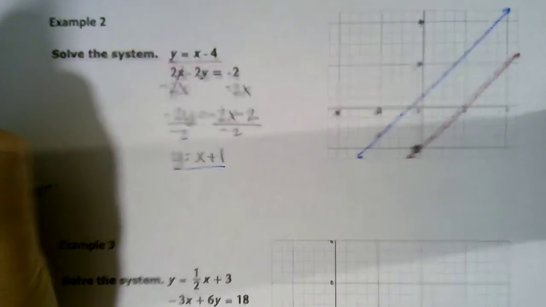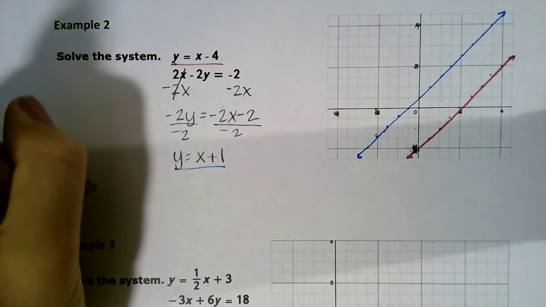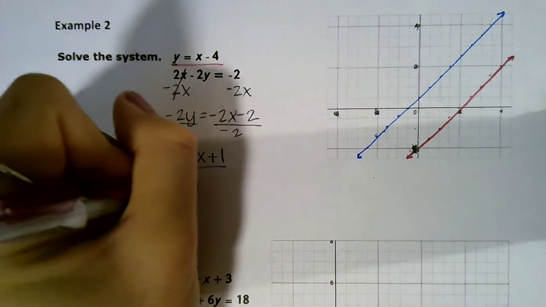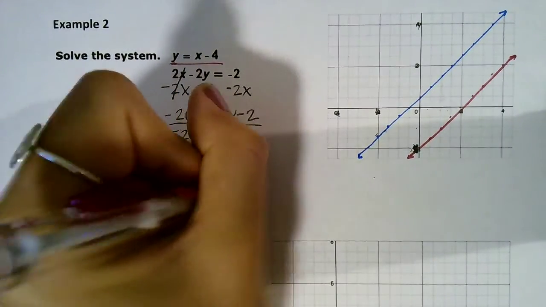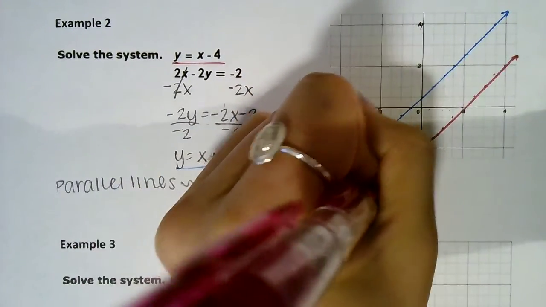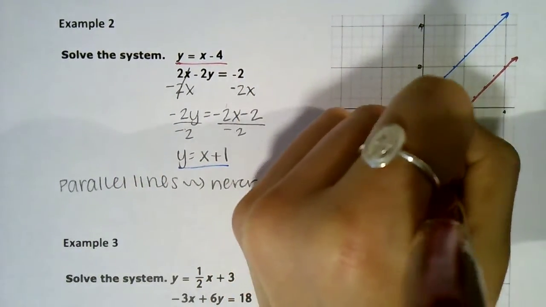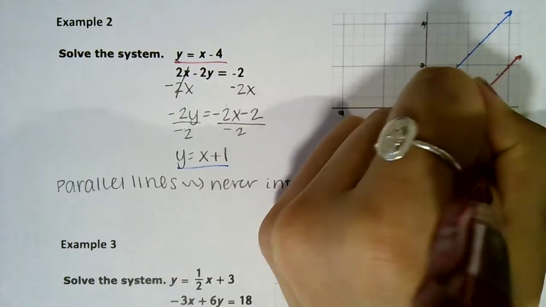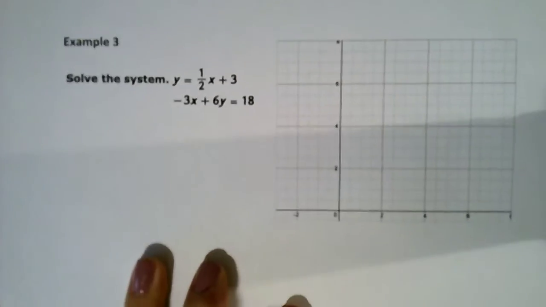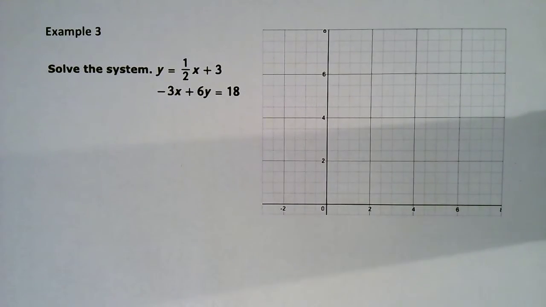So these are parallel lines, which means they never intersect, which means they have no solutions. So that's our answer, no solutions. All right, let's look at another one.